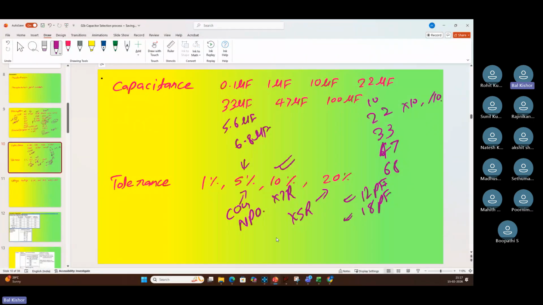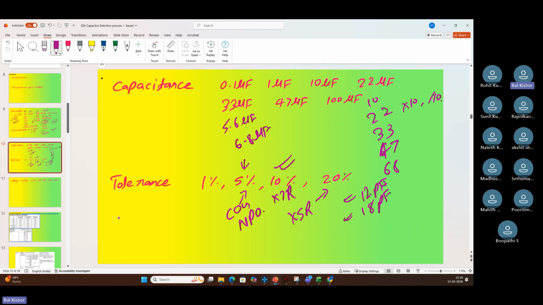And how is the material correlating with the percentage of tolerance? How the material composition is correlating with the tolerance? You're saying if you are choosing X7R.